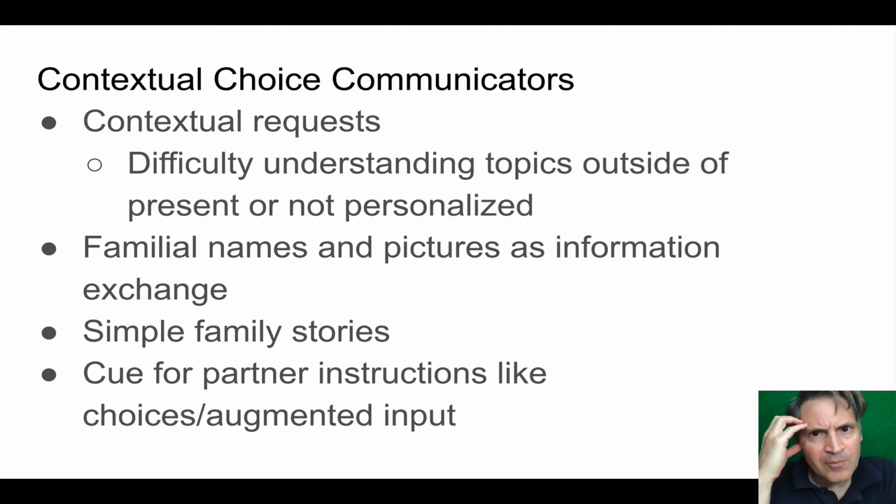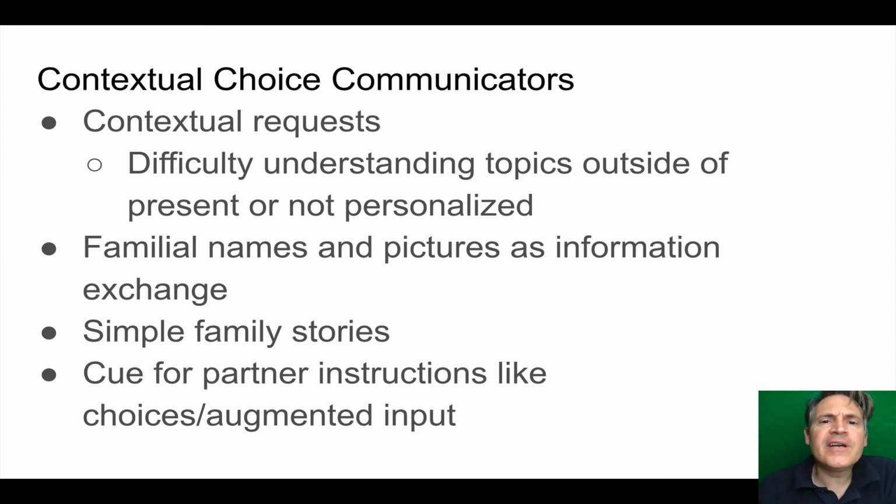They have a lot of trouble with things that are very displaced and talking about things that aren't immediately right there in front of them or right there as an issue. Contextual choice communicators aren't going to do super well with lots of hypothetical kinds of situations. You can't say, now, when you go to X place, what kinds of things do you think you might need to talk about? That's not going to be helpful for your contextual choice communicator. You want to work with their partners to be sure that they're giving them choices in the moment.